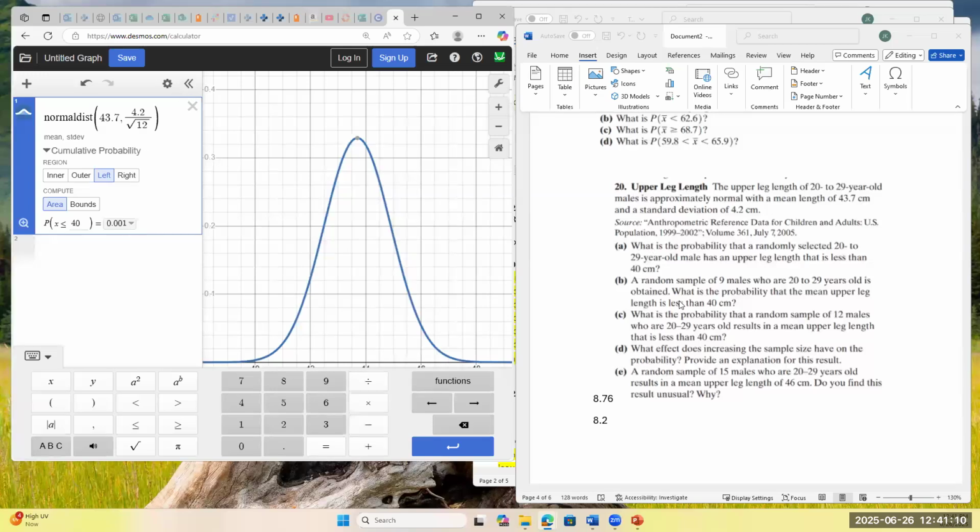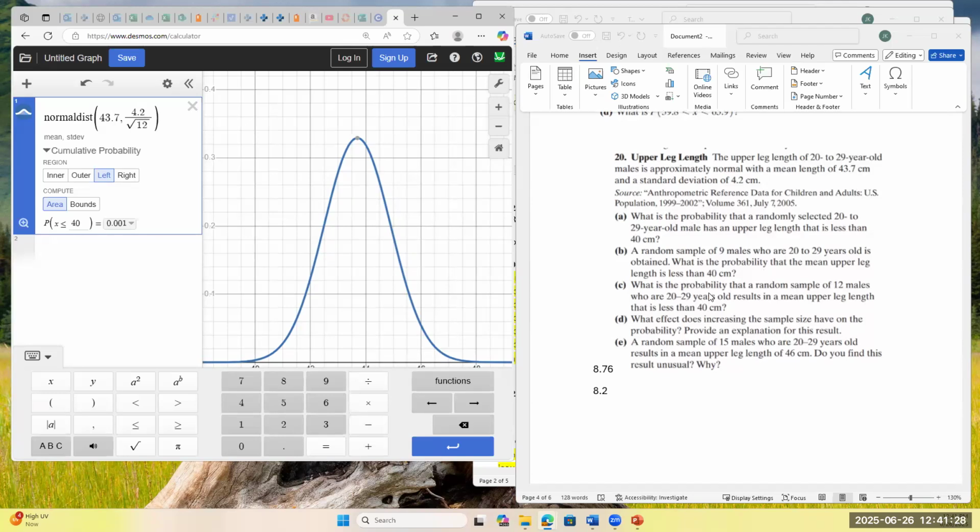So when you're doing these, make sure that if it's for an individual from the population, we just use the standard deviation here. And if it's a sample, and we're interested in what's the probability that sample has a particular mean, then we have to divide by the square root of the sample size. That's the important takeaway for these problems.